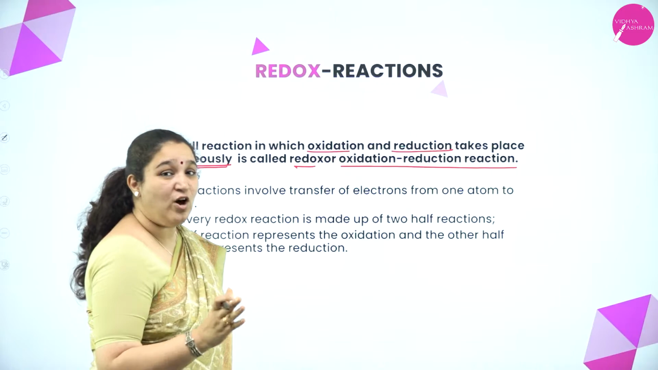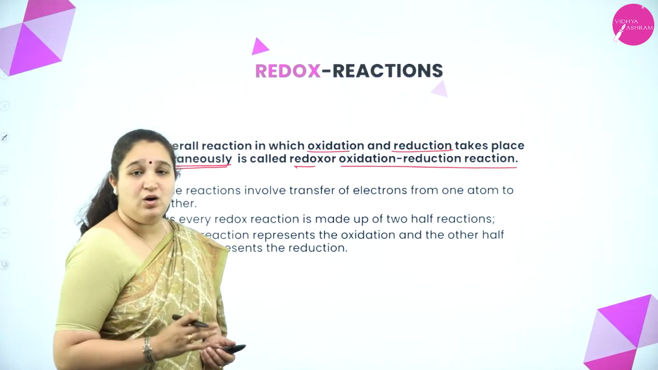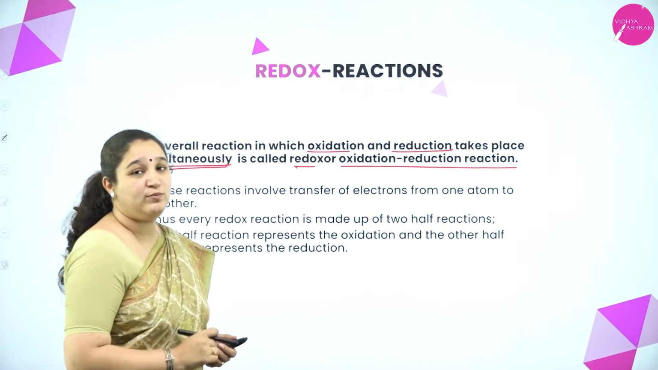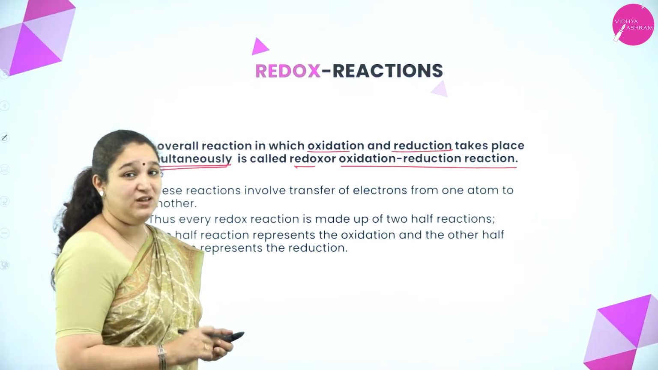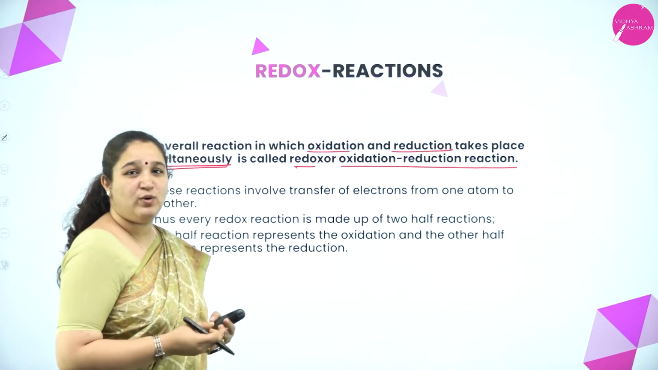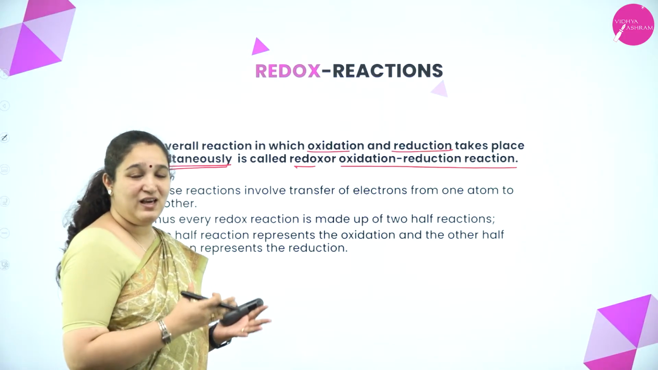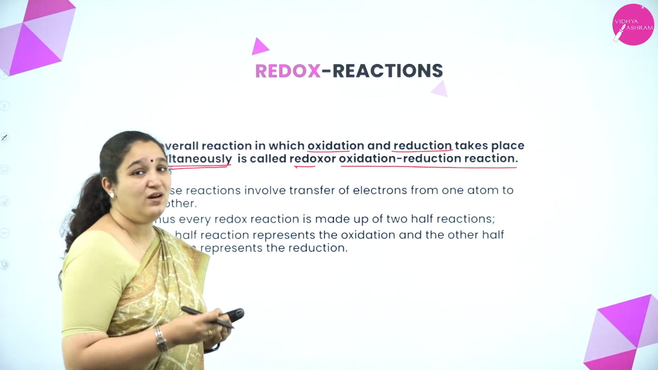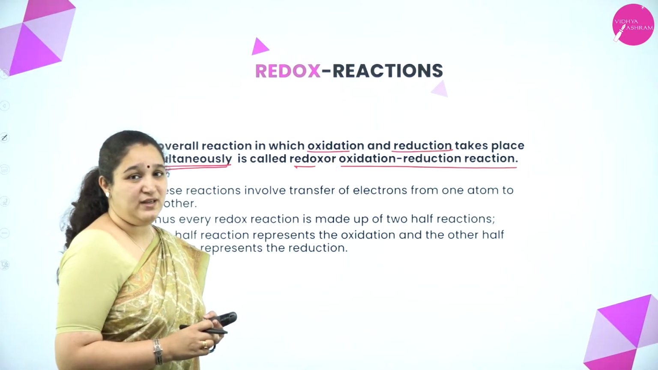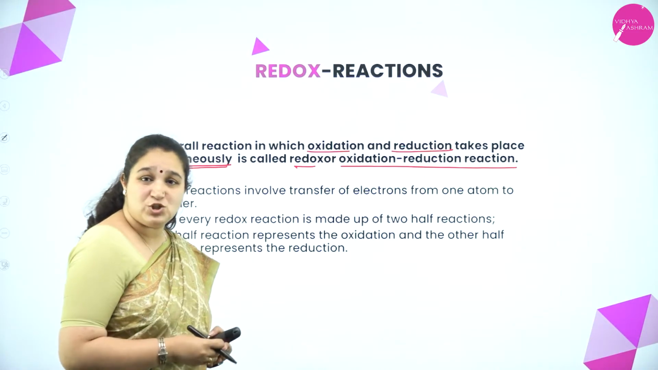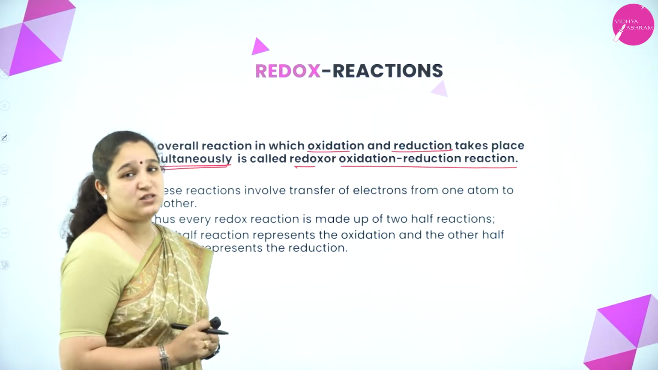or redox reaction. Now, for example, I'll take formation of sodium chloride salt. Sodium chloride, we know, is an ionic salt where sodium is in the +1 state and chlorine is in the -1 state. Correct? So, how exactly is sodium chloride formed? And formation of sodium chloride is a redox reaction.